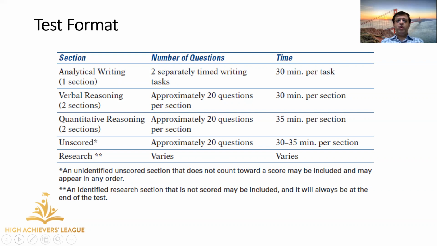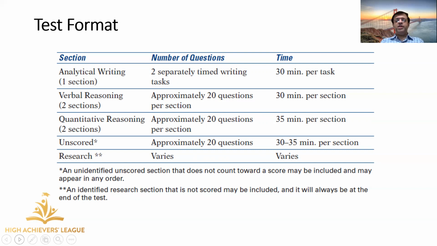So you will be getting 4 total sections, 2 of verbal reasoning and 2 of quantitative reasoning. For each verbal reasoning section, you will have approximately 20 questions per section, and the time would be 30 minutes per section. And for the quantitative reasoning section, again, you will have approximately 20 questions per section, and the time that you will get will be 35 minutes per section.